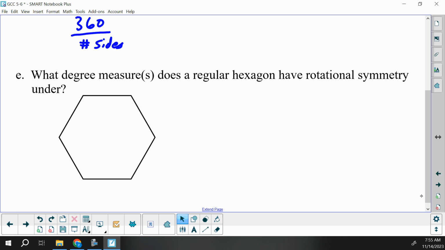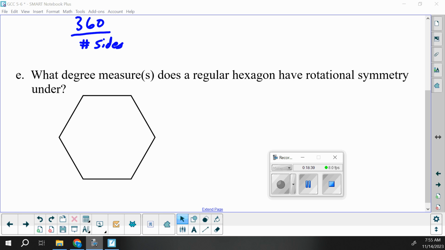So we're going to pause the video for 2 minutes, see if you can do 5E, see if you can find all the degrees of rotational symmetry for this hexagon.